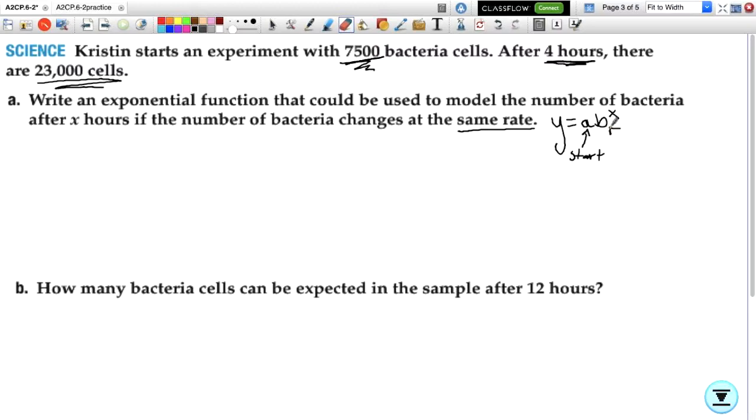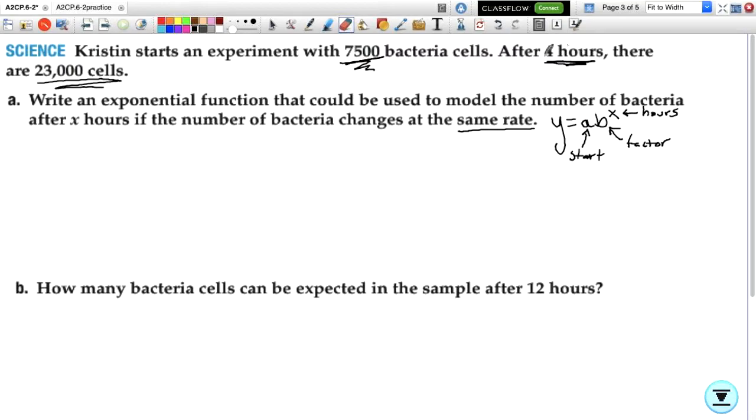Your b is going to be your growth or decay factor. And then x is just x, it's what you plug in. And here they're telling us that x is going to be hours. Okay, they tell us that right here. So they actually gave us a bunch of information. They told us we started with 7,500, which is going to be our a.